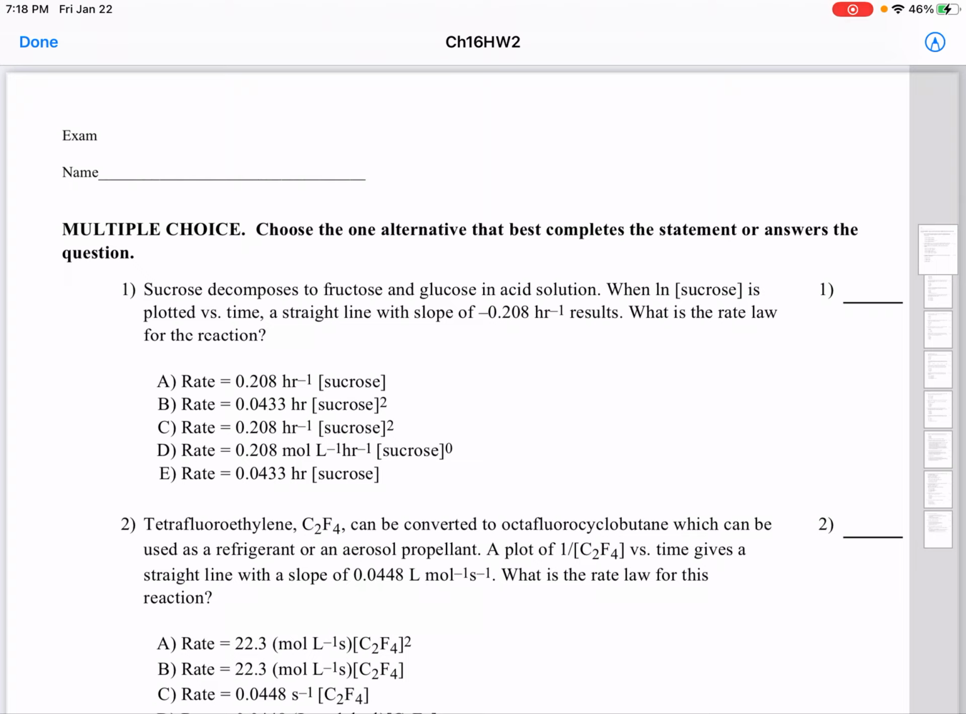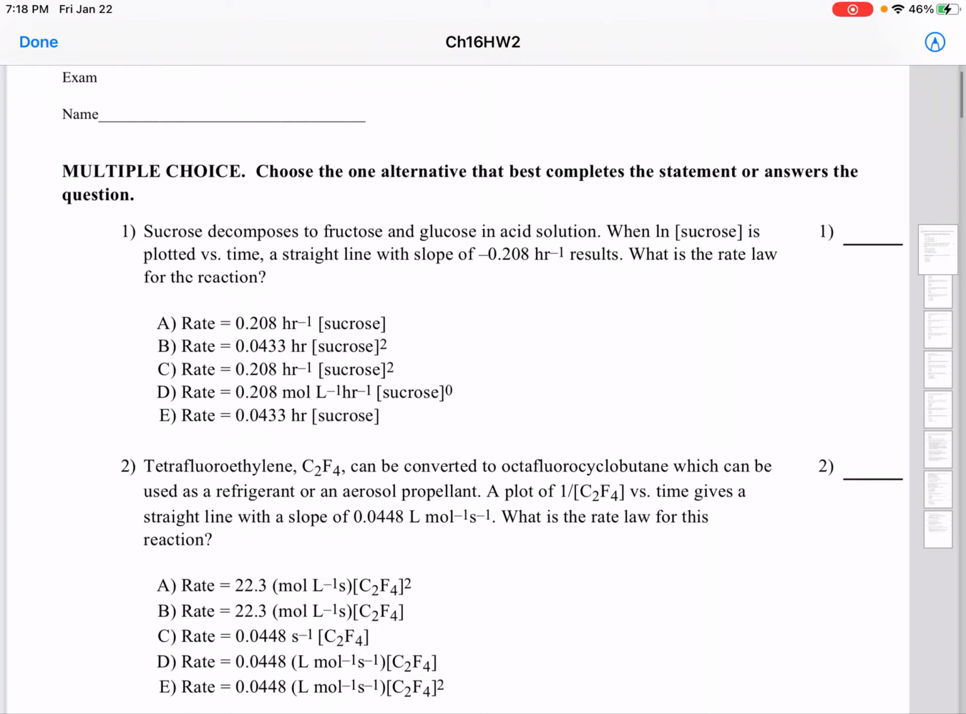Sucrose decomposes to fructose, okay? And when ln sucrose is plotted versus time, a straight line with a slope of this value is given. What is the rate law for the reaction? Now, how do we answer a question like this? We have to refer to the plots.